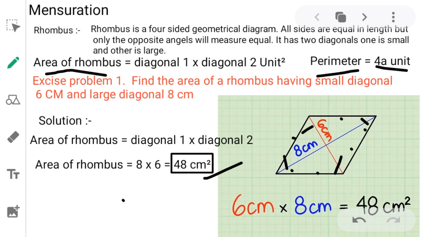Let's take one exercise problem. Exercise problem number 1: find the area of a rhombus having small diagonal 6 cm and large diagonal 8 cm. You may observe in the diagram the larger one is marked as blue and it is 8 cm, the red one is small and it is 6 cm. Take the formula: area of rhombus is equal to diagonal 1 into diagonal 2. The area of the rhombus equals 8 into 6, 48 cm square. So this is the simple way to find the area of a rhombus.